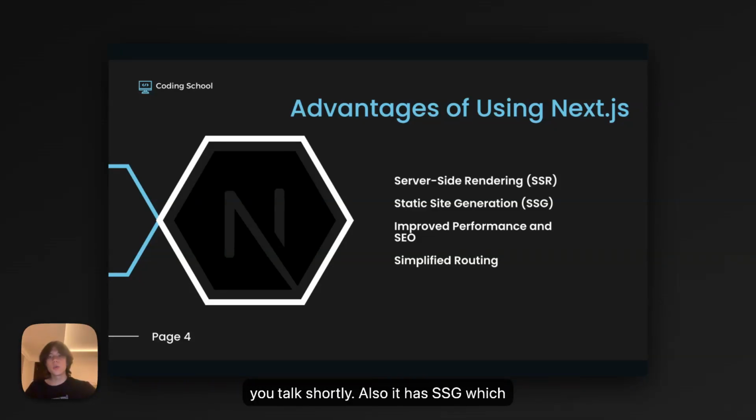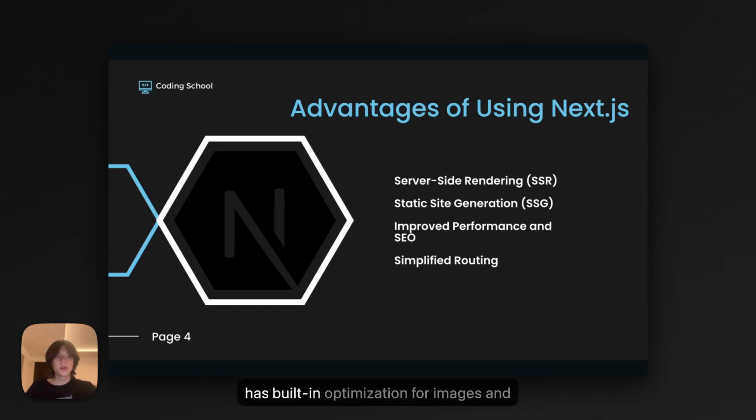Also, it has SSG, which stands for static site generation. So pages are basically pre-rendered at build time and served as static HTML files. And some benefits: static pages load quickly since they don't require server processing on each request, and they're very easy to deploy and scale, as static files can be served from a CDN. Also, it has improved performance and SEO, so only the necessary code for a page is loaded, reducing bundle sizes, which drastically enhances performance and ranks you way higher on Google pages.